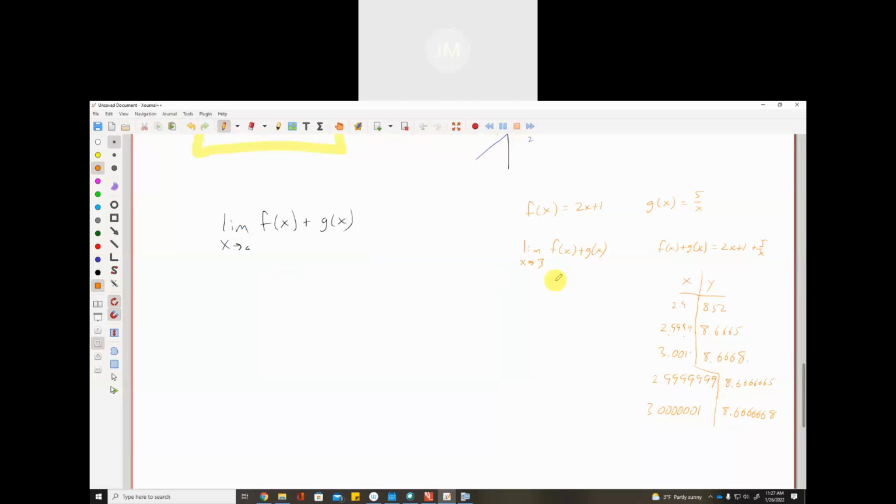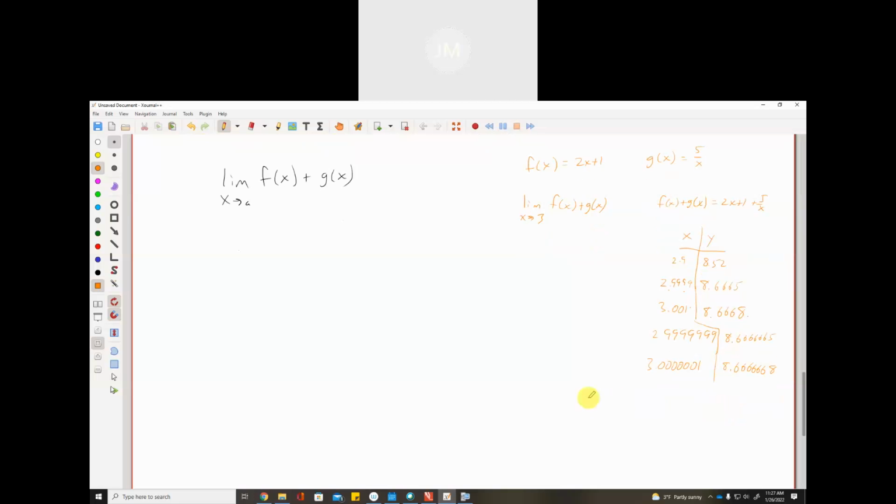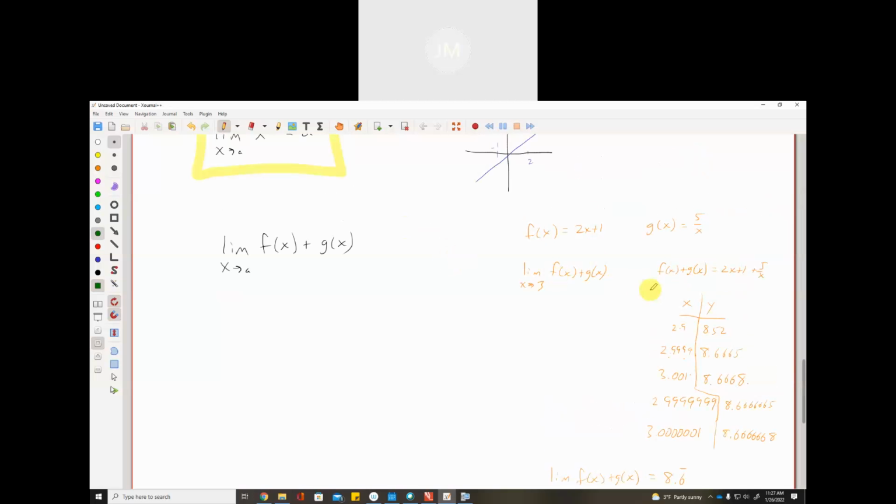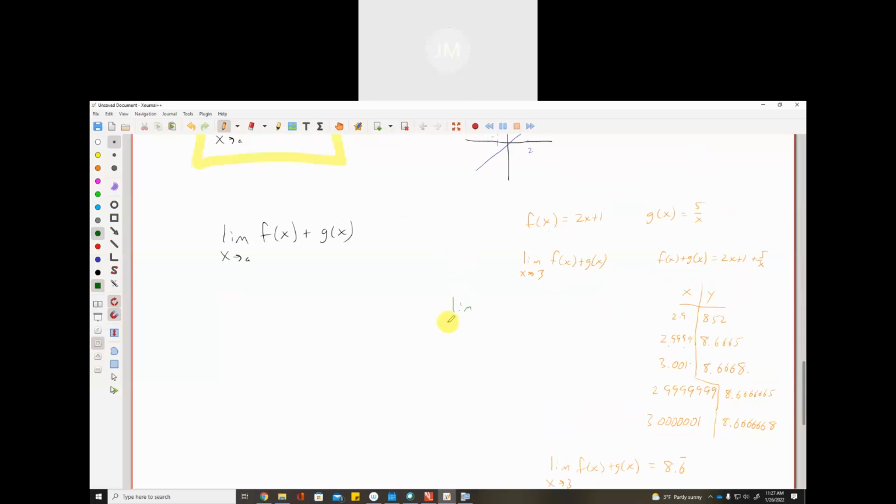It looks like as x approaches 3, we're approaching 8.6 repeating. So I'm going to guess that that's what that is, right? So the limit as x approaches 3 of f of x plus g of x looks like it's going to be 8.6 repeating. Okay, let's look at another way to do the same problem. What if instead I look at the limit as x approaches 3 of f of x and the limit as x approaches 3 of g of x separately?